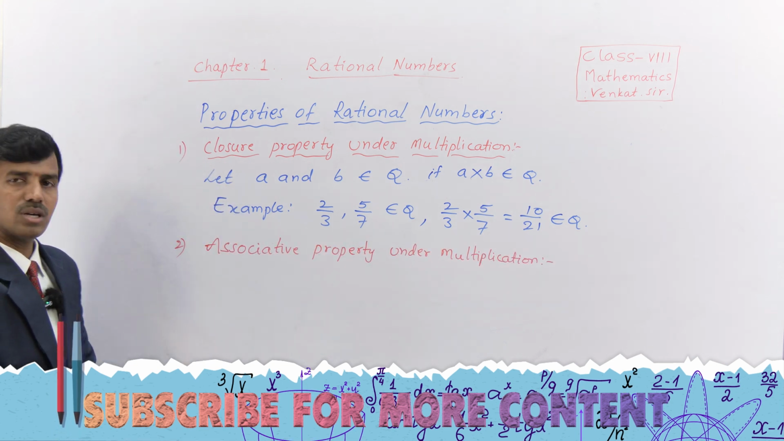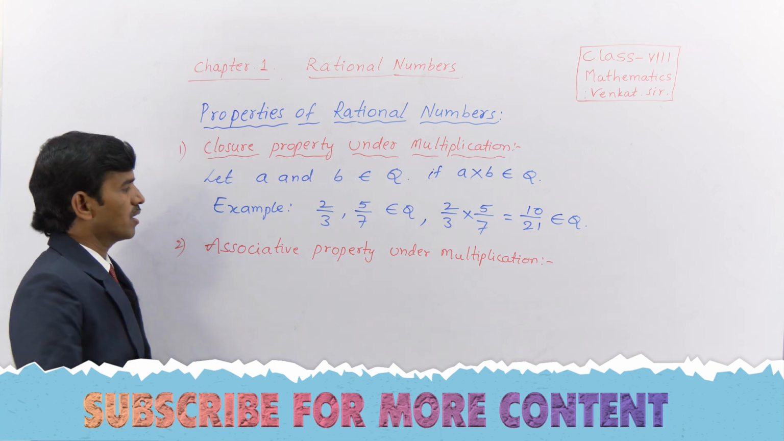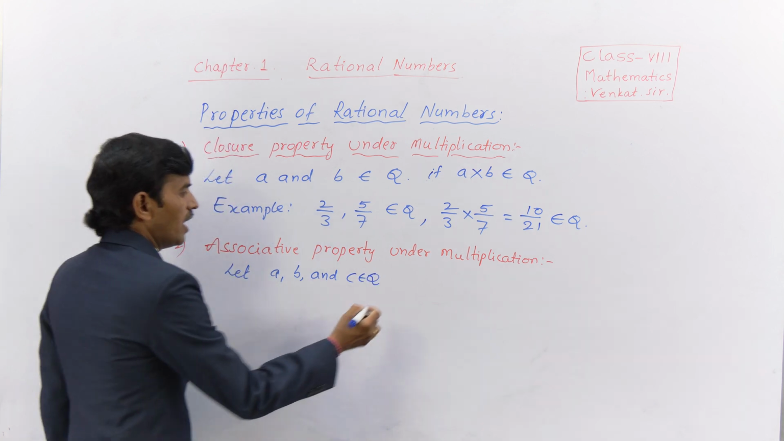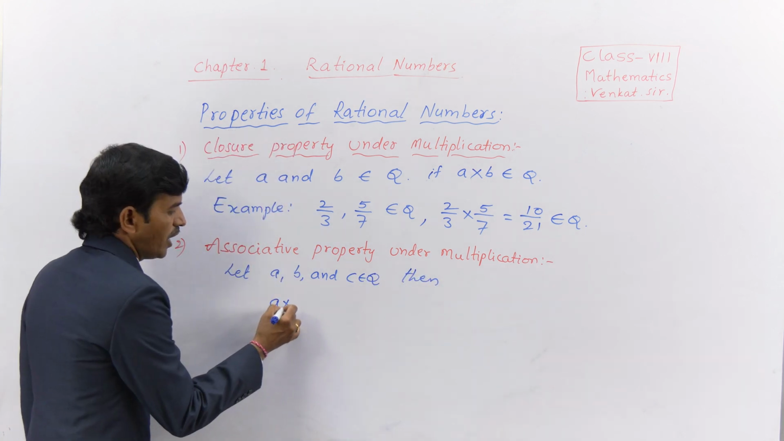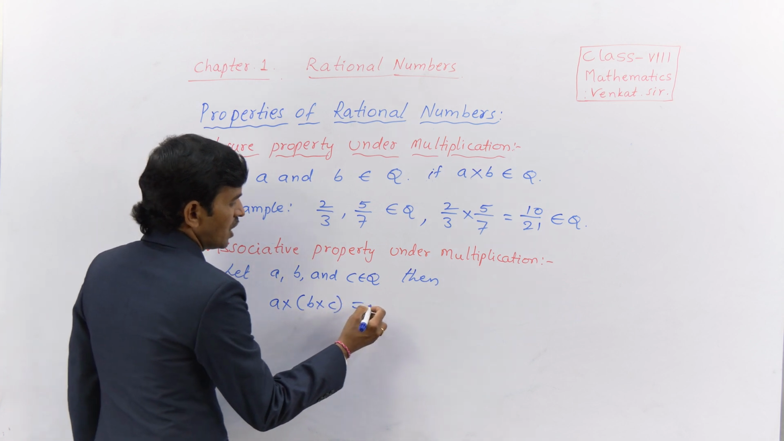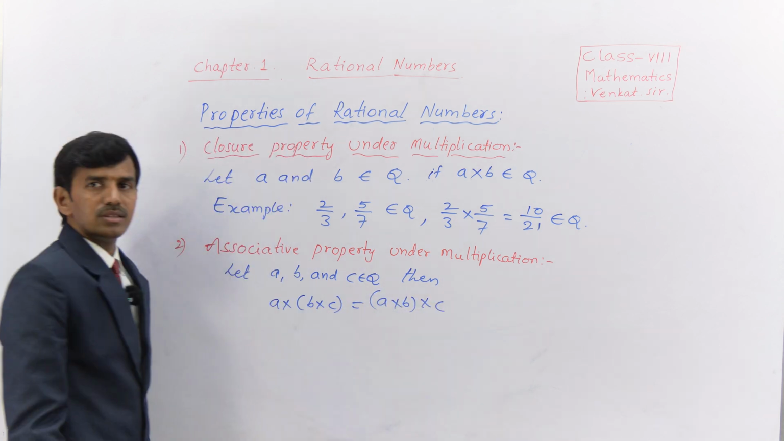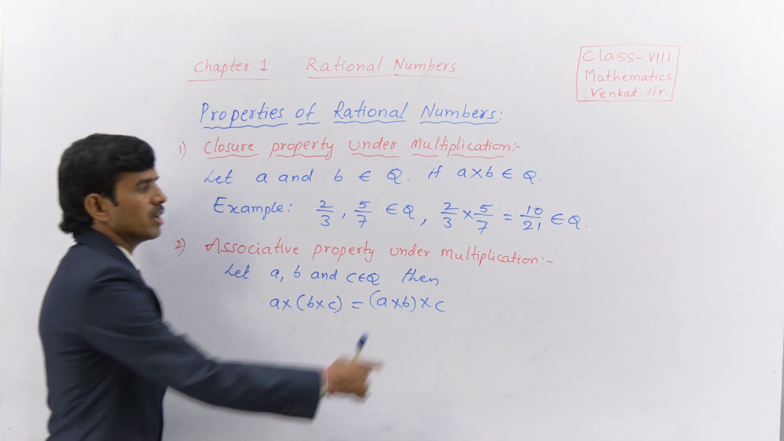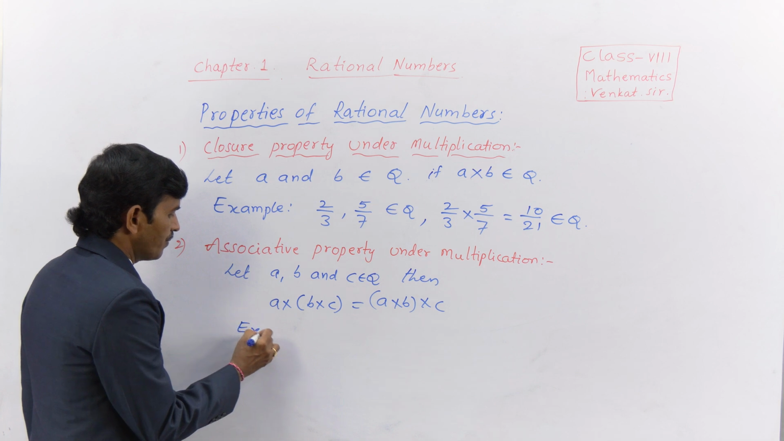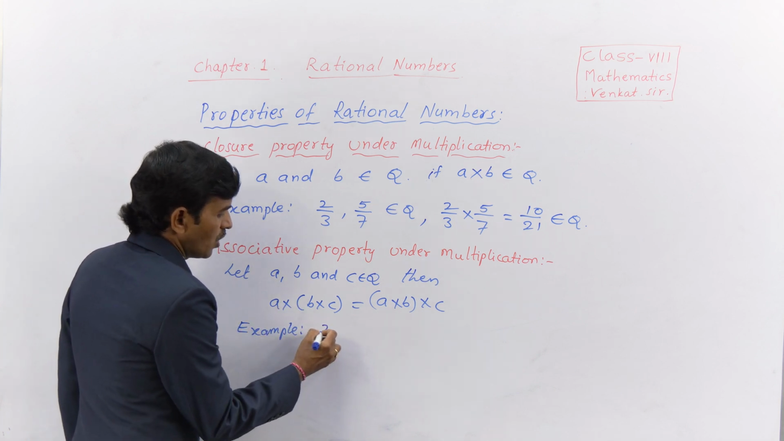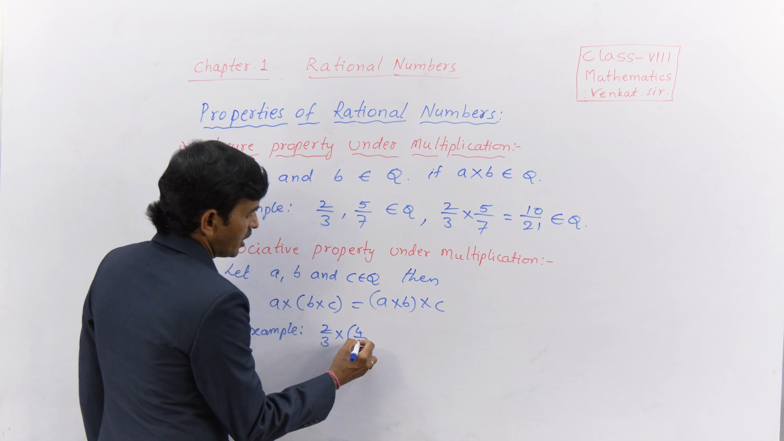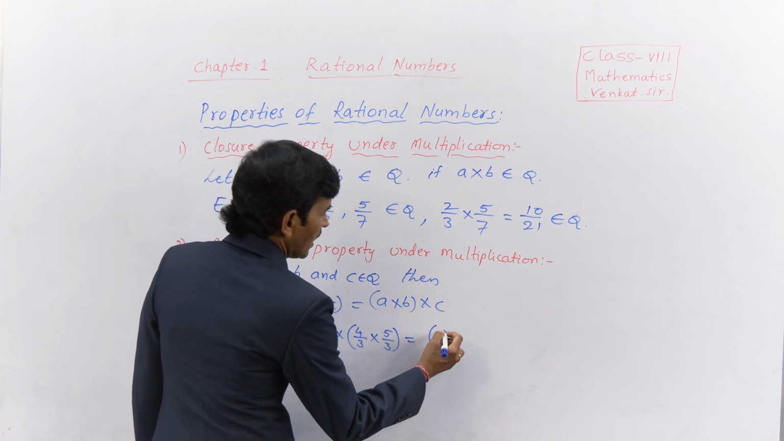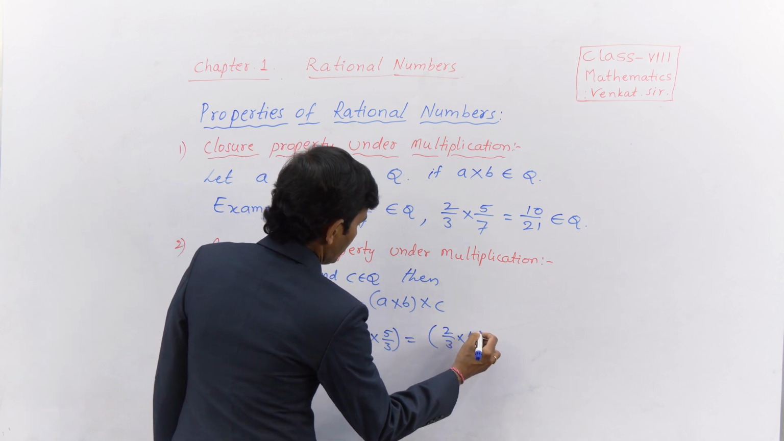Now, let us discuss the associative property under multiplication. Let A, B, C belong to rational numbers. If these numbers satisfy the condition A into B into C is equal to A into B into C, with the grouping changed, then A, B, C come under what? Associative under the operation multiplication. For example, let A be 2 by 3, B be 4 by 3 and C be 5 by 3. Then let us multiply and check whether we get the same result or not. 2 by 3 into 4 by 3 into 5 by 3.